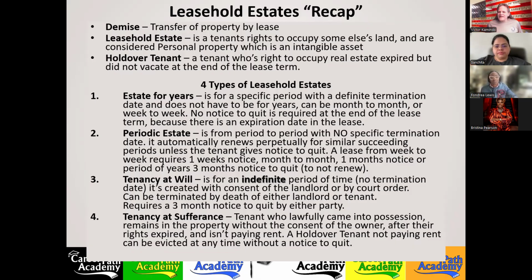Tenancy at will is for an indefinite, undefined period of time. You could stay there at will, but either party must give 3 months notice to terminate. And a tenancy at sufferance is one who had a valid lease. The lease expired, they didn't renew it, they aren't paying rent, and they didn't move out. So every day they're there, the tenant is causing the landlord to suffer. Thus, the tenancy at sufferance. A tenant at sufferance can be evicted at any time because they don't have a valid lease, number one. And number two, they're not paying rent. And you're living in someone else's place.